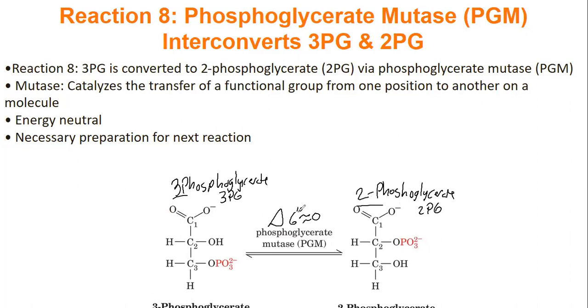So either of these compounds, you put the phosphate on 3, put the phosphate on 2, doesn't matter all that much. But we need to do this for reaction 9. So reaction 8 is a giant prep step. Don't really get anything out of it other than a different compound.